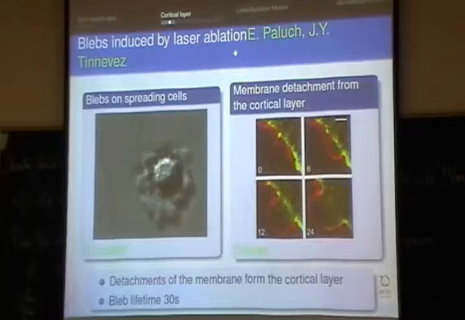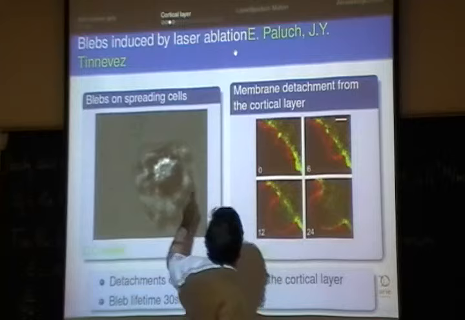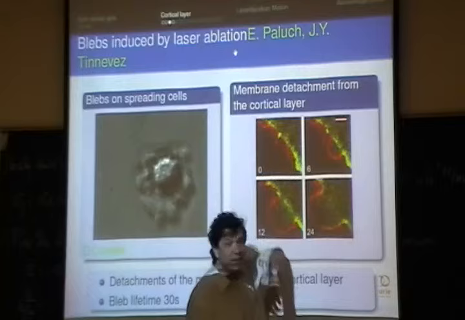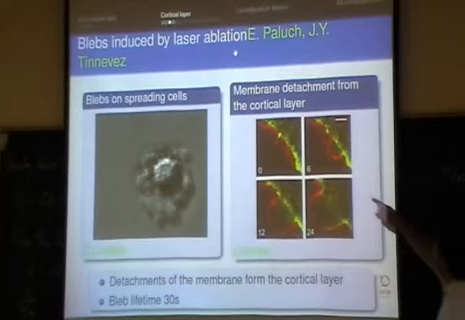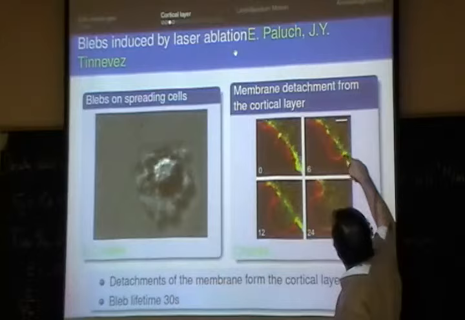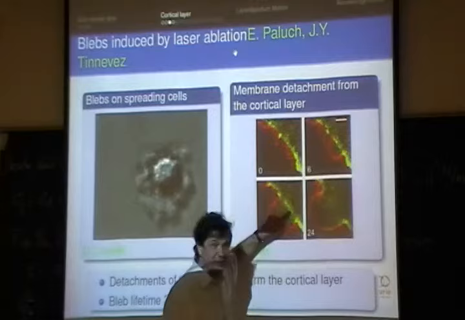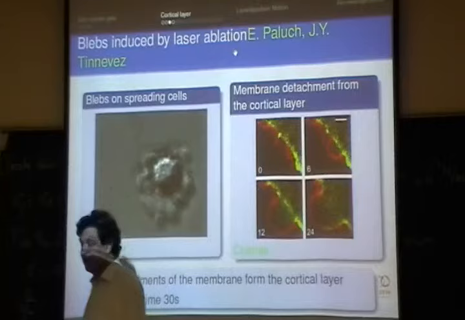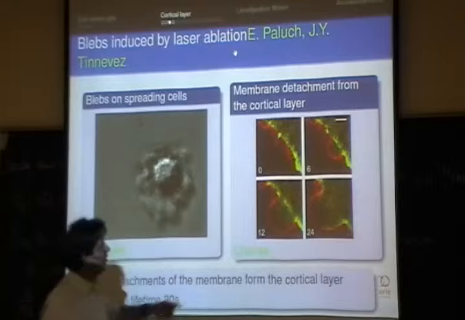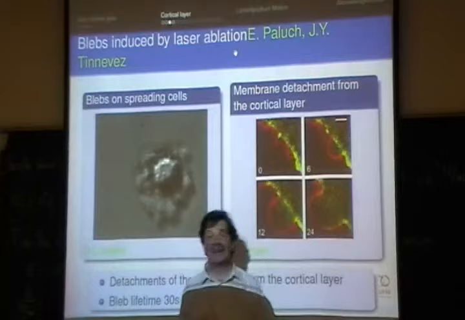Now, here is an enlargement in another experiment of these regions. What's labeled in green here is the cortical layer; it's the myosin motors which are labeled. What's labeled in red is the membrane. And here's the formation of the bleb. The membrane detaches from the cortical layer, then the cortical layer depolymerizes, and you get a bleb like this. The bleb lives for a minute or half a minute or something like this. Then actin comes back here, and the bleb retracts. And then you can make a bleb at another place.